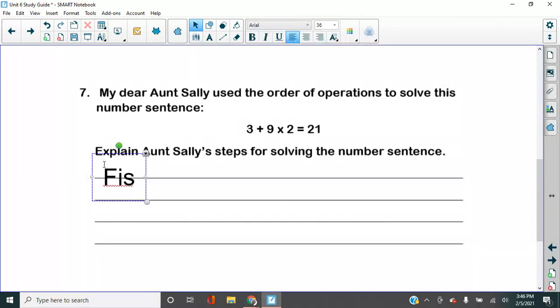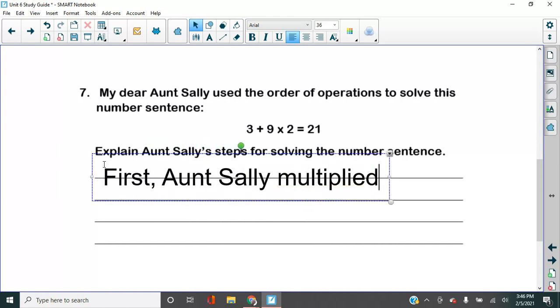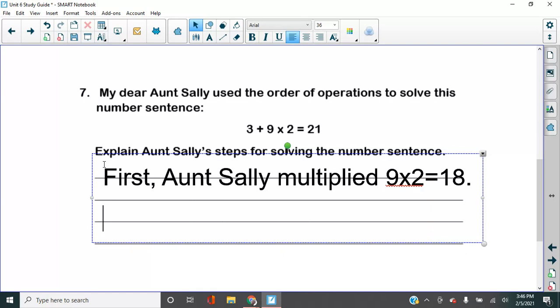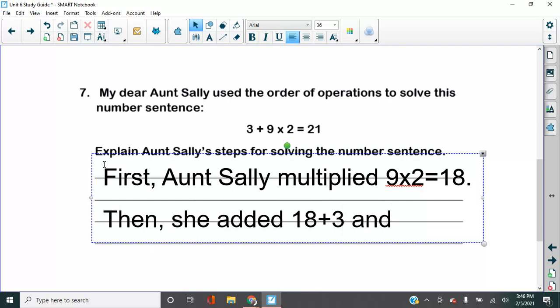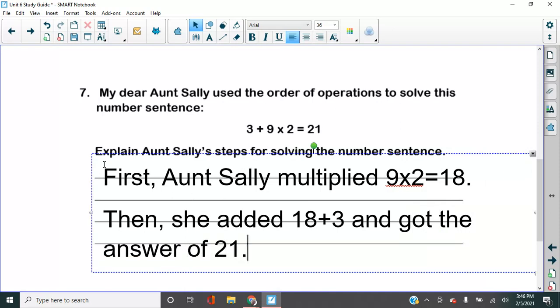More sequence here. First, Aunt Sally multiplied 9 times 2 equals 18. Then what did she do next? Then she added 18 plus 3 and got the answer of 21.